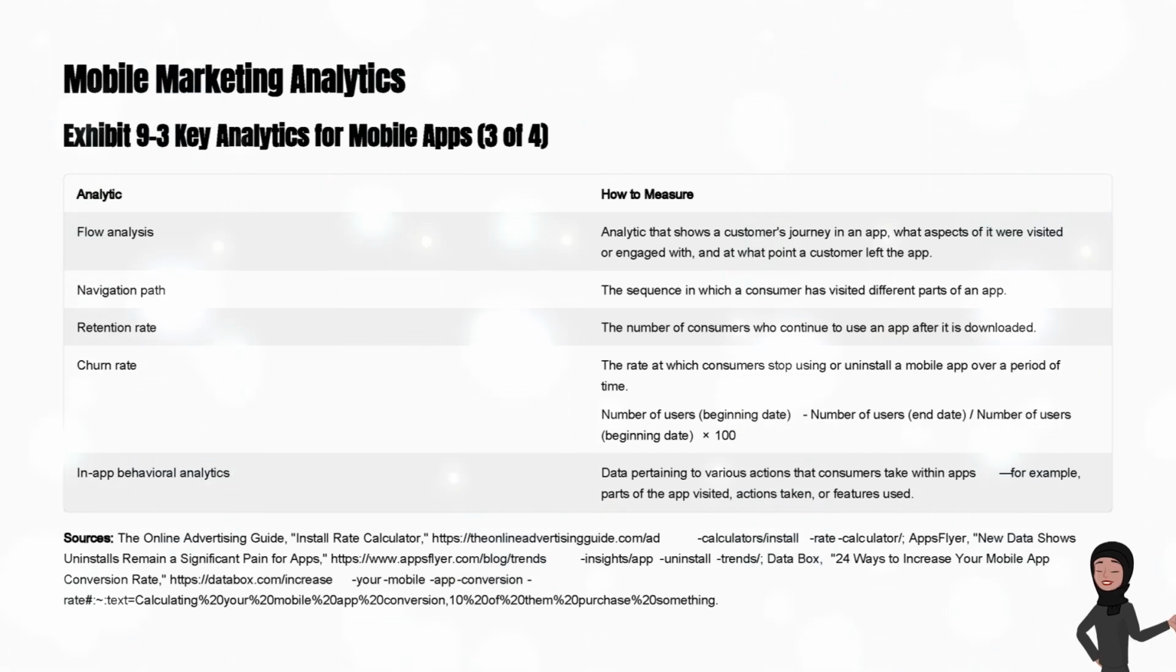Retention rate measures how many consumers continue using the app after downloading it, while churn rate measures how many stop using the app or uninstall it over time. The slide also introduces in-app behavioral analytics, which tracks specific actions users take inside the app. These insights help marketers improve design, content, features, and conversion opportunities.